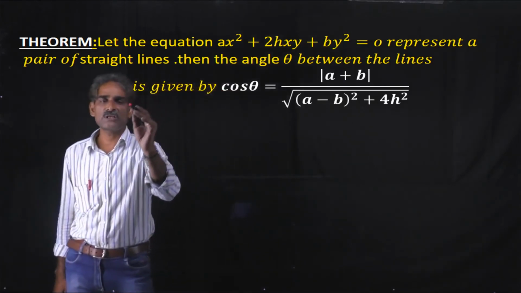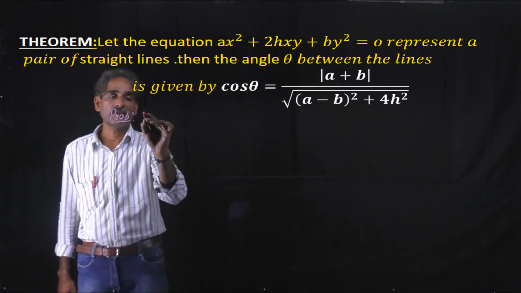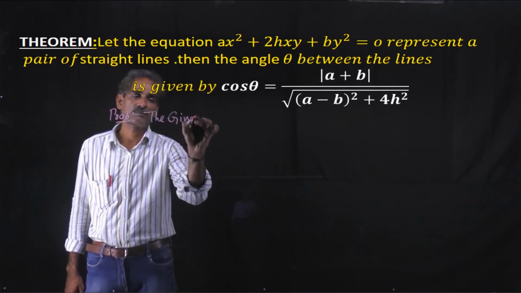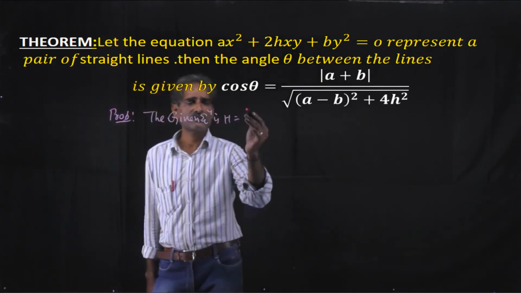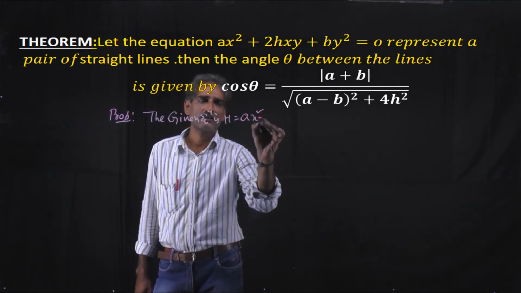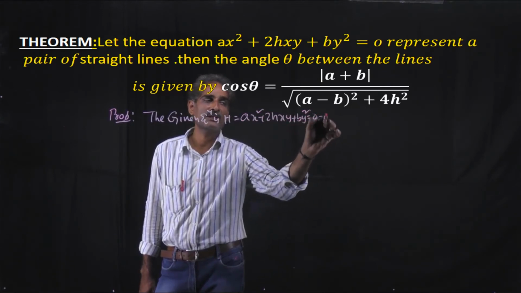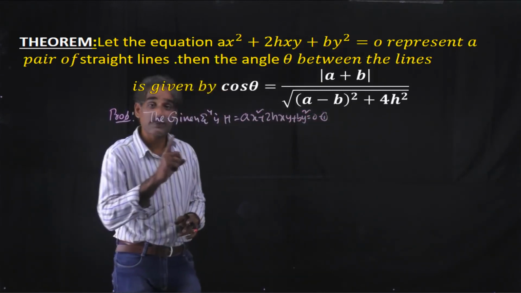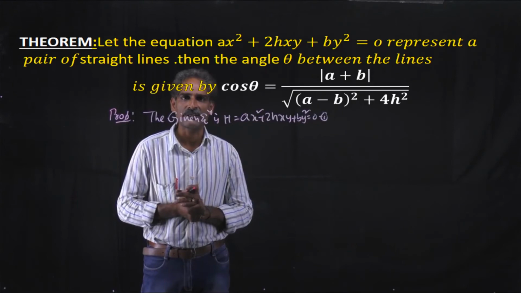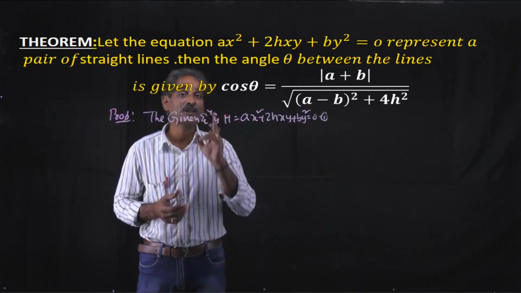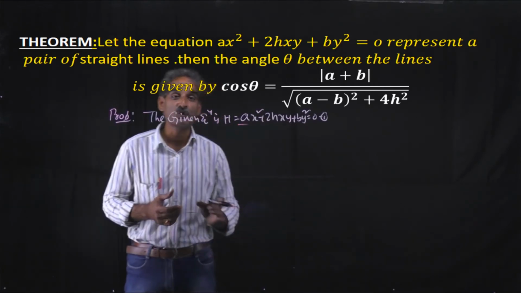So what about the given equation first of all? The given equation is ax square plus 2hxy plus by square equal to 0. Let it be 1. This represents two lines passing through the origin. But we don't know the angle between the lines. We have to find the angle between the pair of lines. But we know how to find the angle between two straight lines, so for that, just take separate equations.